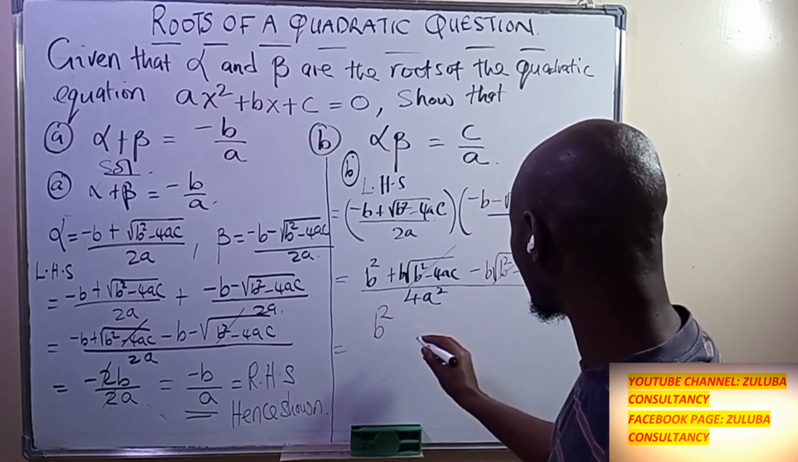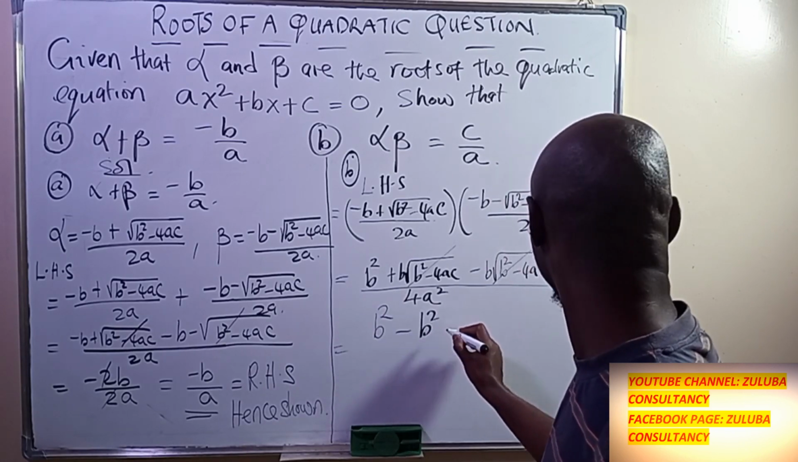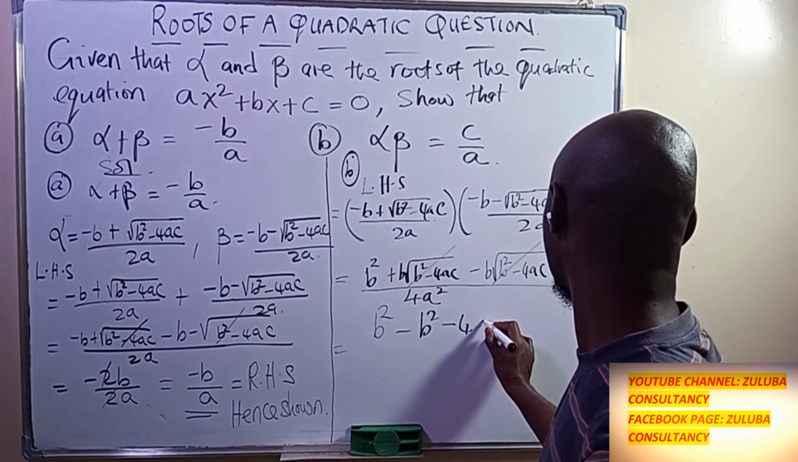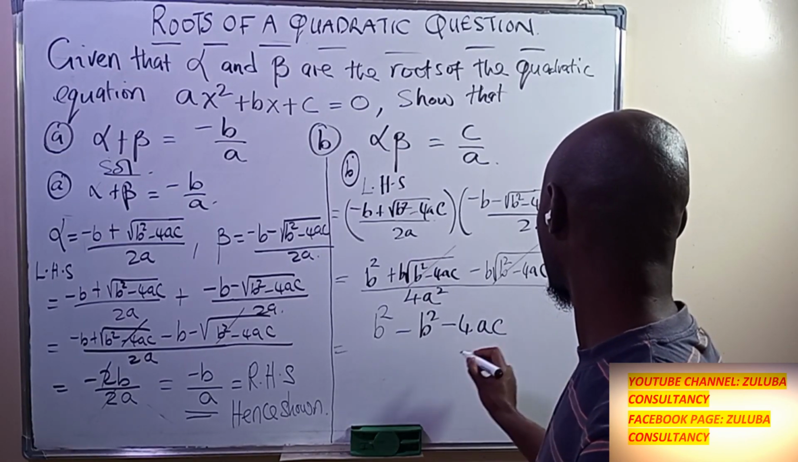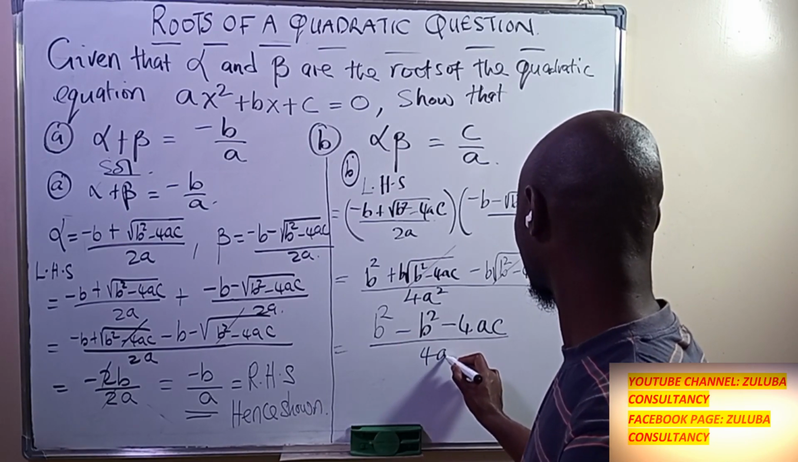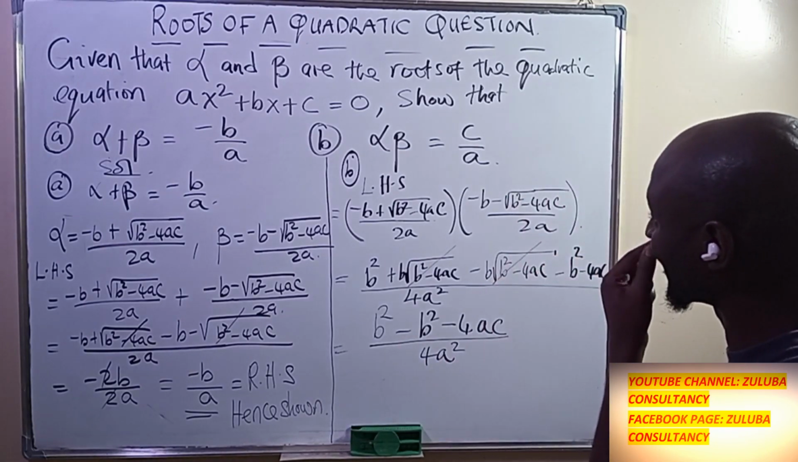And then we have minus b squared minus 4ac all over 4a squared. Okay?